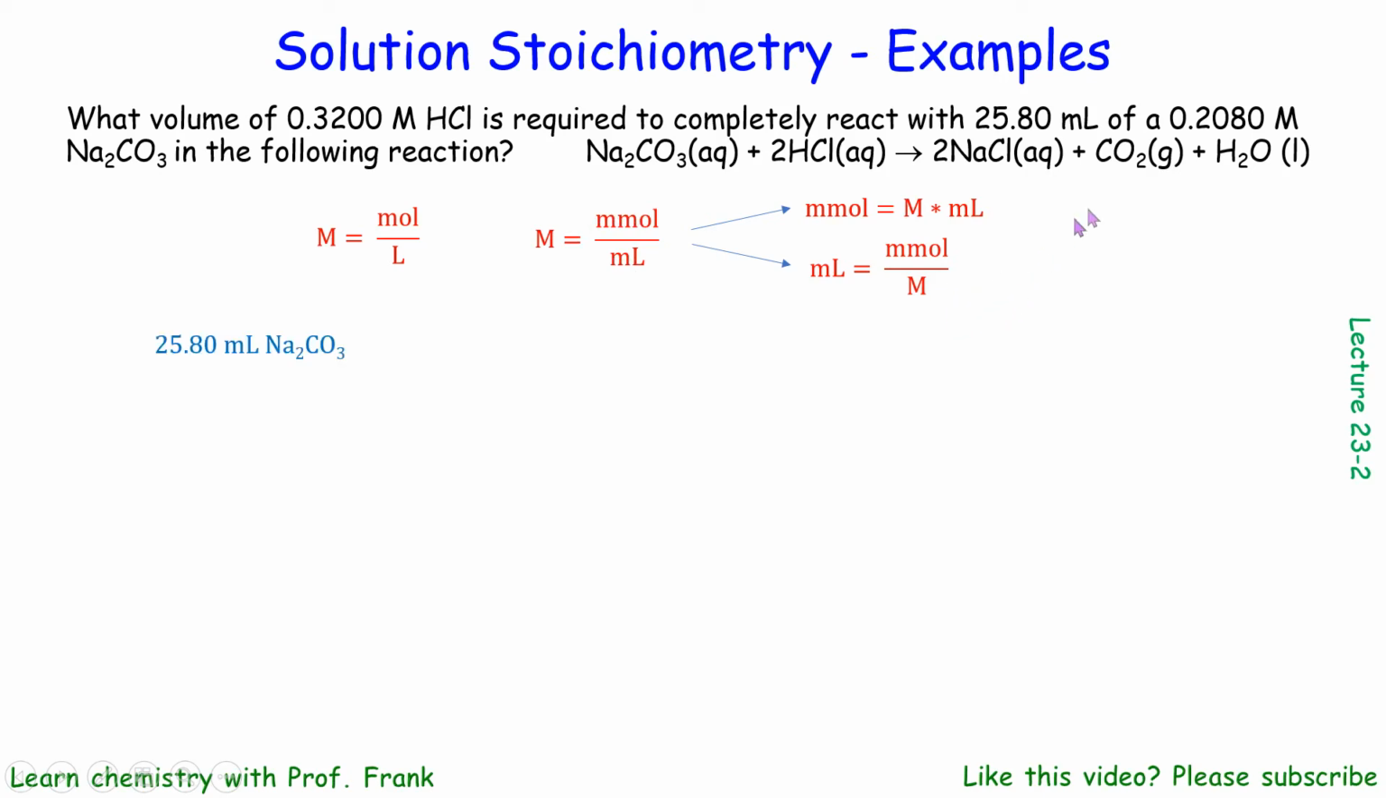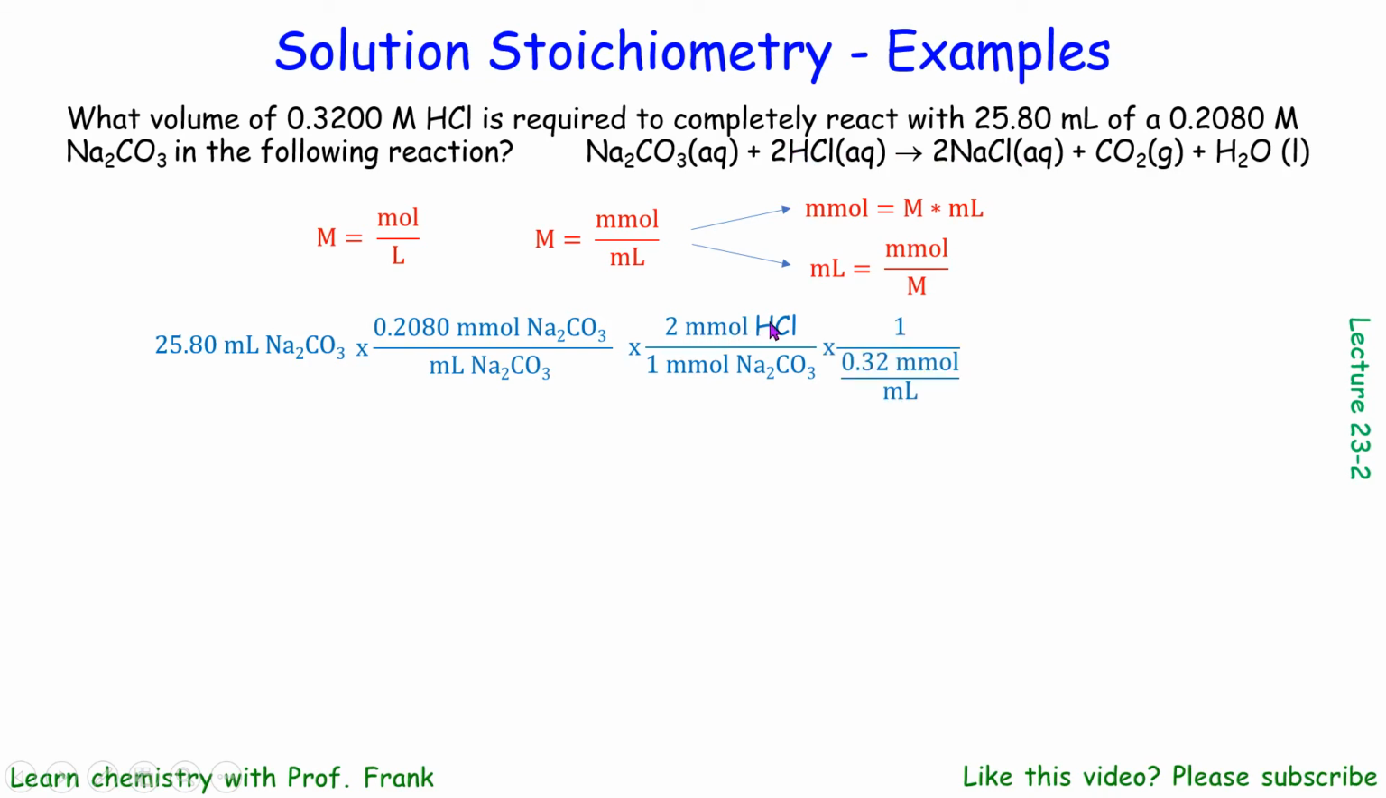Okay, start with what we know: 25.8 milliliter. We start from there. First, we are going to convert from milliliter to millimoles. And of course, milliliter, sodium carbonate, they are cancelled. And now, doing the stoichiometry using the balanced equation, we are converting from millimoles of sodium carbonate to millimoles of hydrochloric acid, and use the coefficients in the balanced equation. Now we should just have millimoles of HCl as the unit.